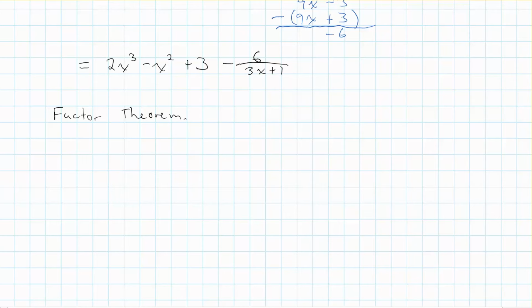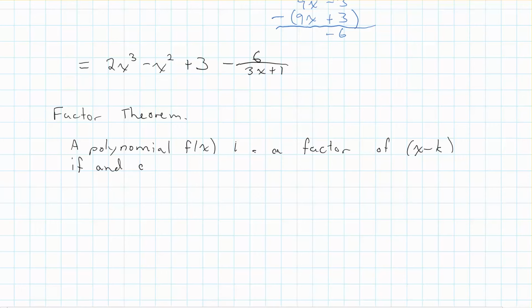And the factor theorem is: a polynomial f at x has a factor of x minus k if and only if f at k equals 0.